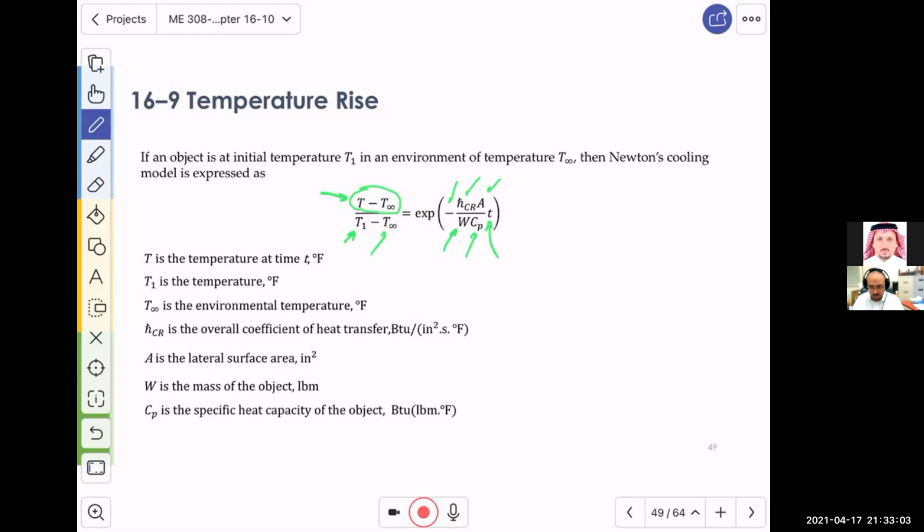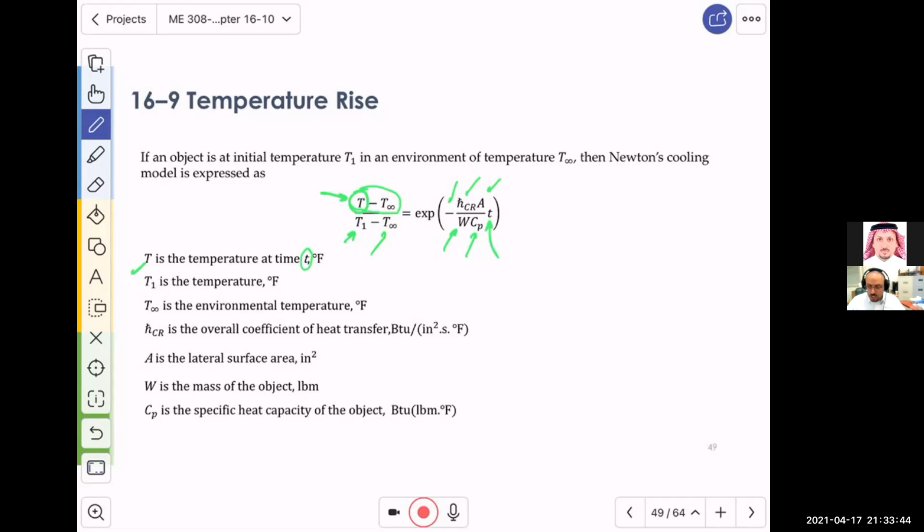So basically what is happening here is that the part has a temperature T1 and the environment has a temperature T infinity. At any given period of time t, whether in minutes or in seconds, 0, 1, 2, 3, 4, 5, you want to know what is the temperature of that part after that period has passed. So T is the temperature at time t, in degrees Fahrenheit. T1 is the temperature of the part. T infinity is the temperature of the environment.